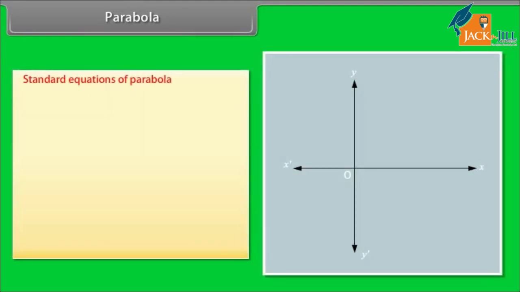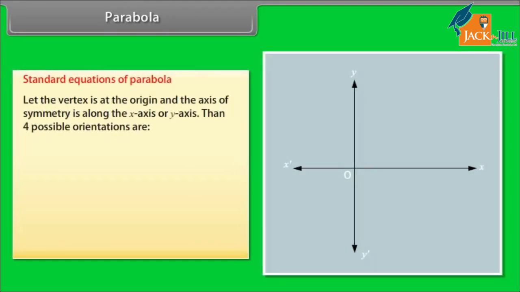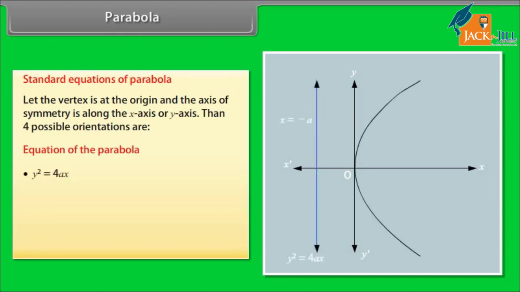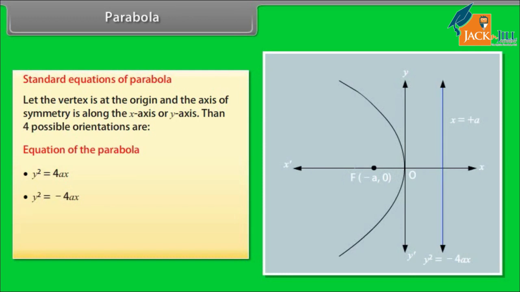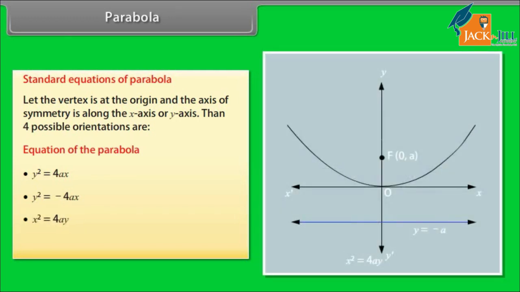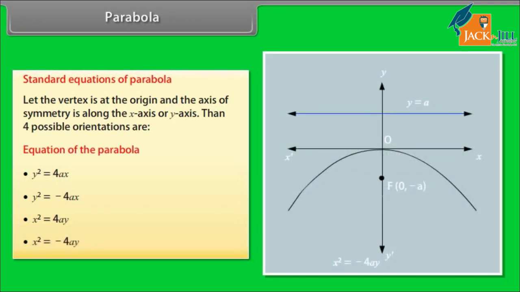Standard equations of parabola. Let the vertex be at the origin and the axis of symmetry be along the x-axis or y-axis. Then four possible orientations are: the equation of the parabola is y^2 = 4ax, y^2 = -4ax, x^2 = 4ay, x^2 = -4ay.